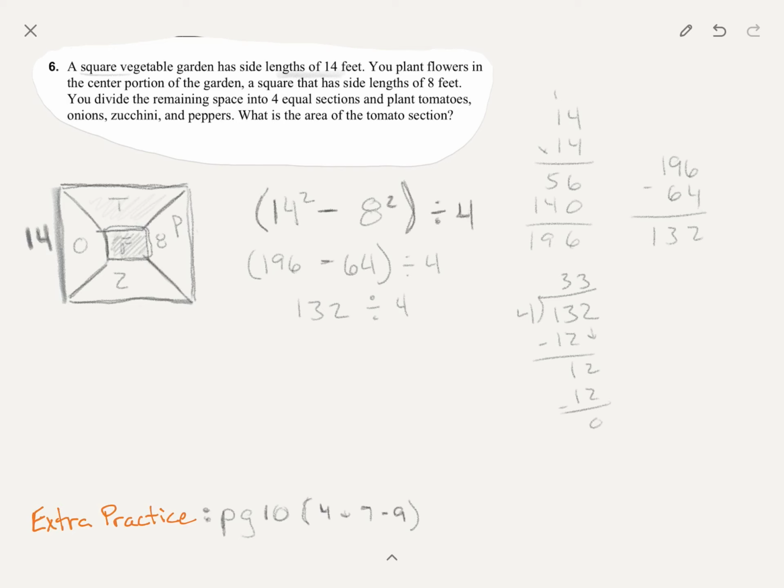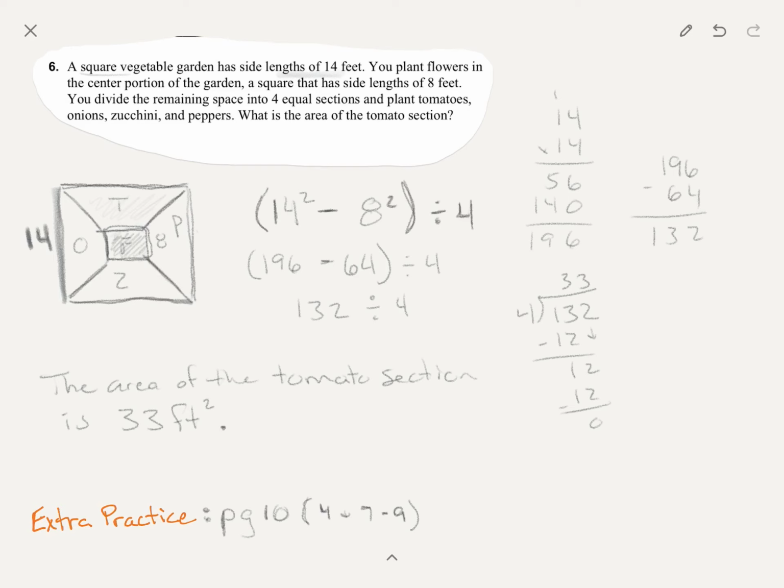So the area of the tomato section is 33. In this case, we're talking feet, and it's area, so square feet. And that is how we work out this problem.